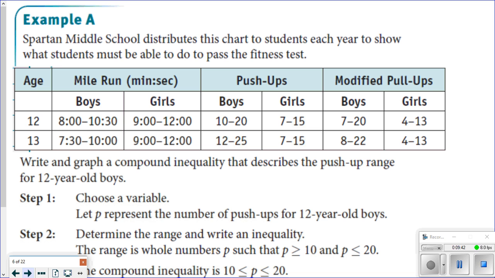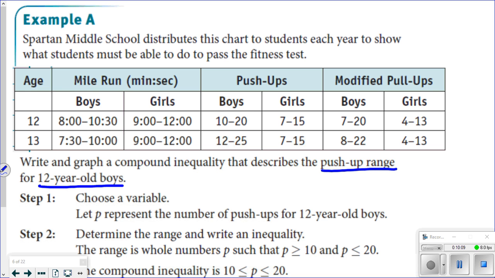Alrighty, turn your page to 44. We're going to look at Spartan Middle School, and they have a table here for boys and girls that are 12 and 13 years old. They're doing the mile, push-ups, and modified pull-ups. Okay, so this says to write and graph a compound inequality that describes the push-up range for 12-year-old boys.